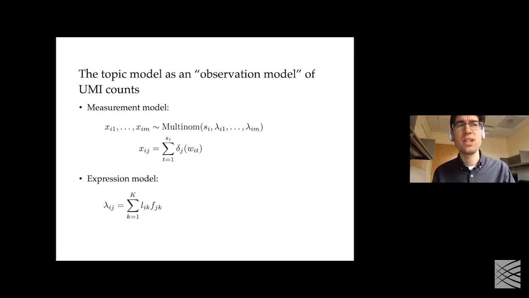One thing that makes this expression model maybe a little bit unusual, at least compared to other models you might be working with, is that the expression will be different for every cell and for every gene. Just to point out here, I'm using lambdas here for the multinomial probabilities, not to be confused with Poisson rates. Hopefully that doesn't cause confusion.